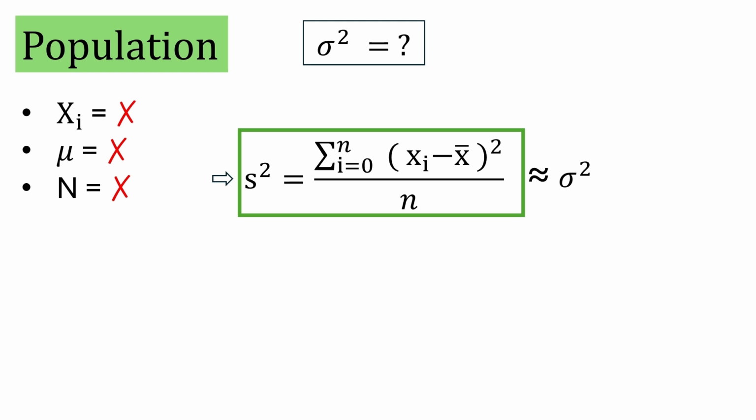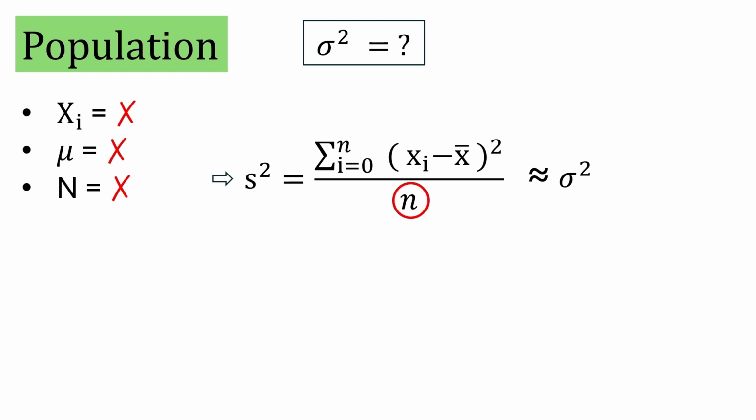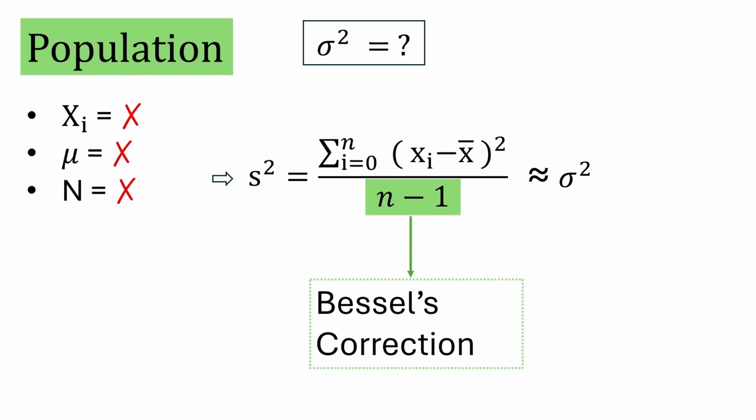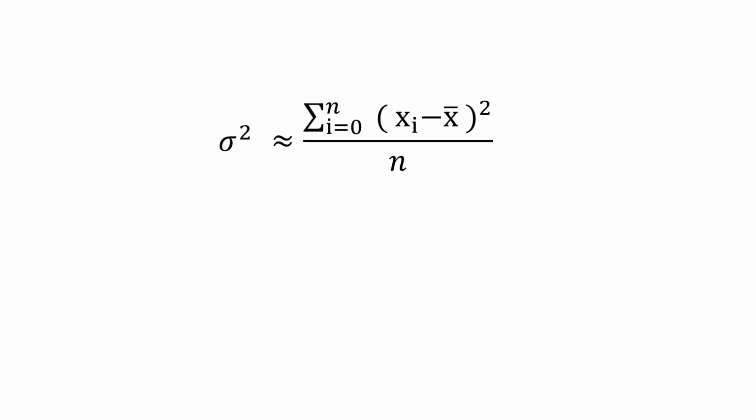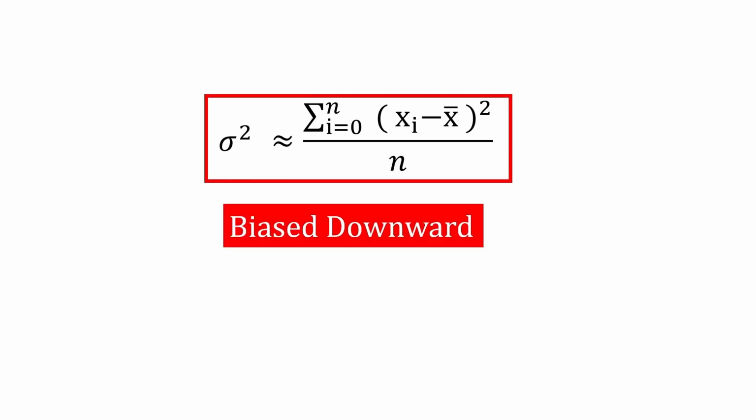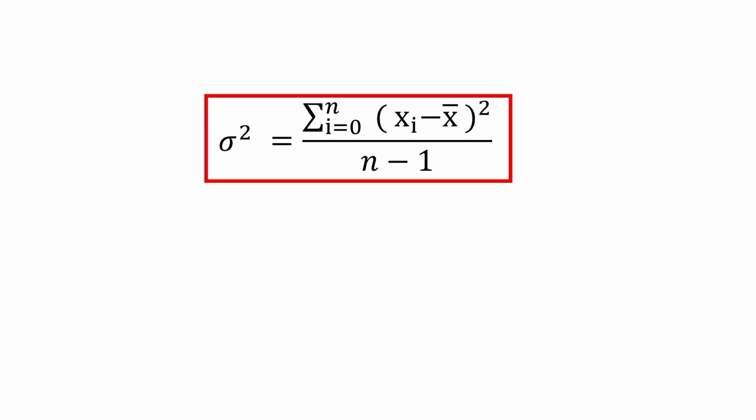So what is Bessel's correction? In the denominator, in place of n, we will simply use n minus 1. And this n minus 1 is the Bessel's correction. Now, we have two questions before us. Why is estimating population variance using the sample variance formula biased downward? And why does using n minus 1 instead of n in the denominator make this estimate unbiased? Before this, first understand what is meant by biased.